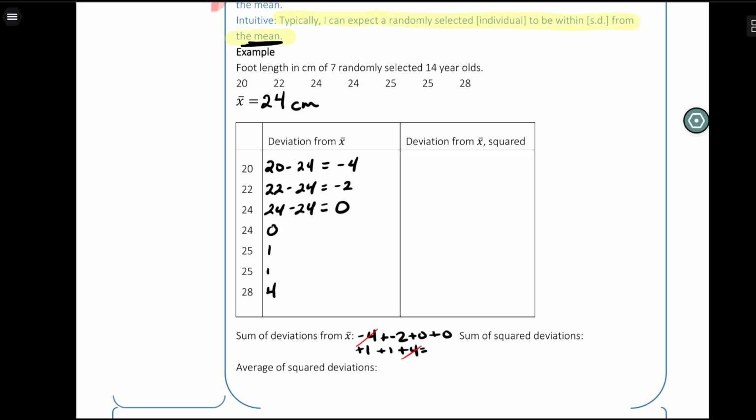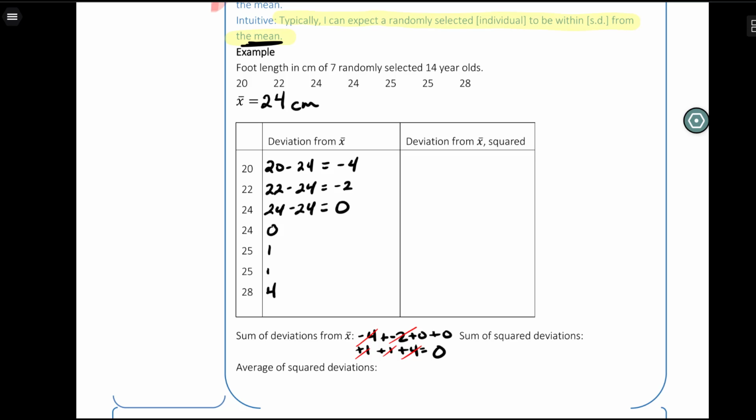The -4's undo each other. 1 and 1 is 2, and those cancel each other out. And now what are we left with? A big fat 0. Does that mean that on average somebody has the average foot length? That kind of makes sense, right? That seems obvious, but that doesn't tell us anything, because this is going to happen in every single data set. If you add the deviations and take the average of all of that, you're going to end up with 0.